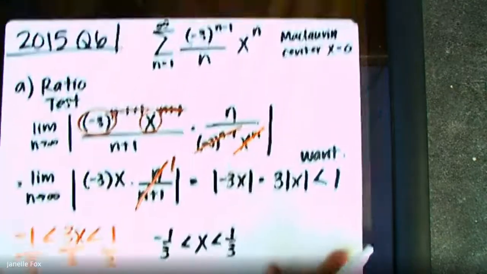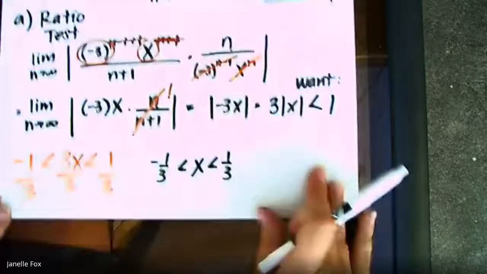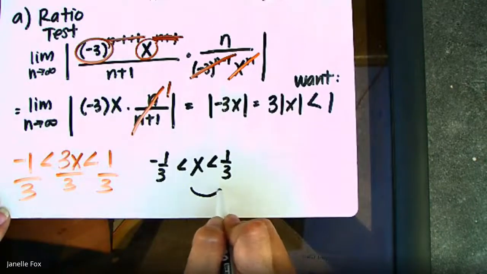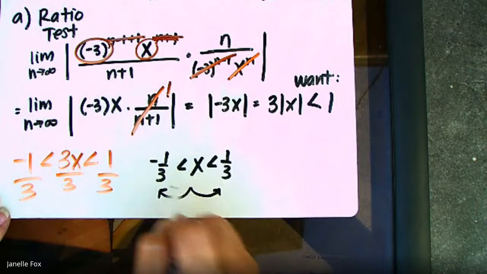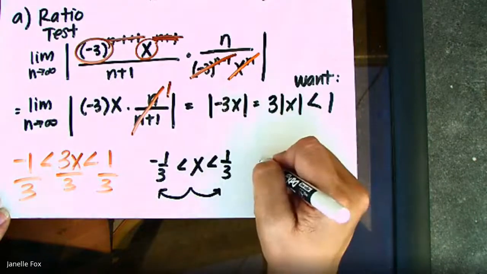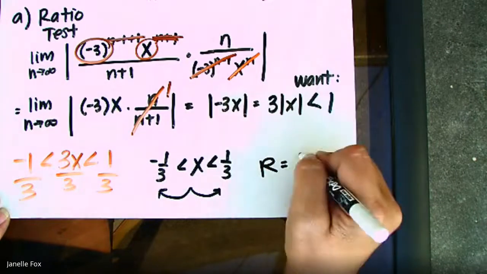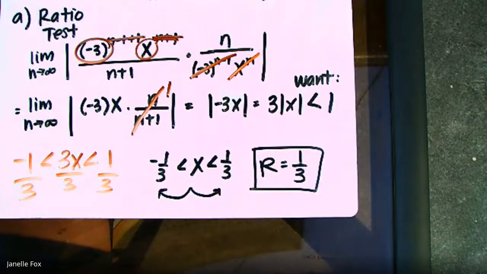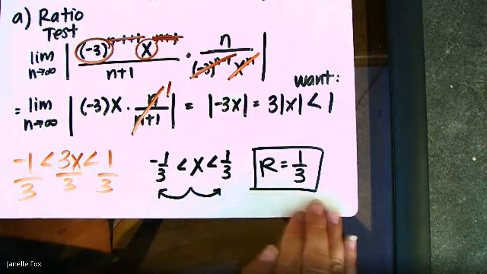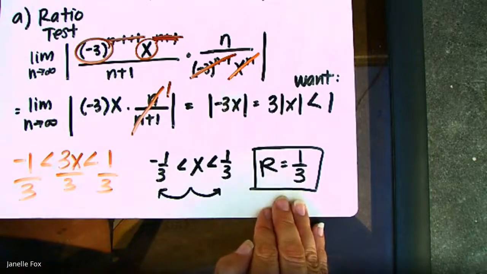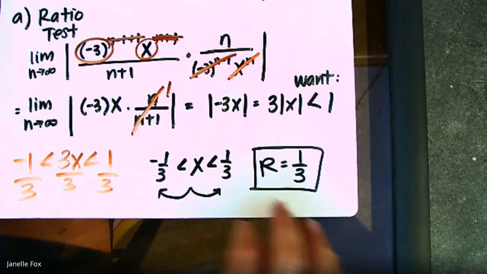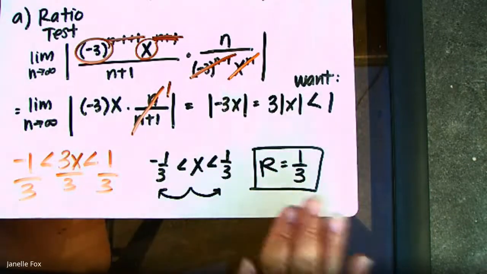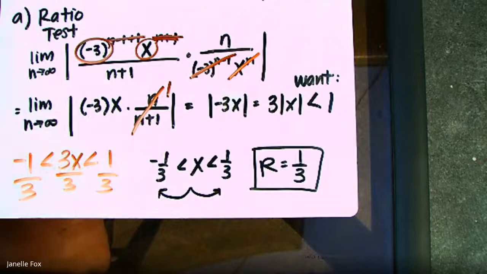Now remember, up here we said the center was 0. So if the center is at 0 and my interval goes from a negative 1/3 to a positive 1/3, that means that my radius of convergence is going to be 1/3. If I was going to find the actual interval of convergence instead of the radius of convergence, then I would have to check the endpoints by plugging the x value back in, but that's not what they asked me to do. They just said, what is the radius? Boom, I'm done. Have a nice day.